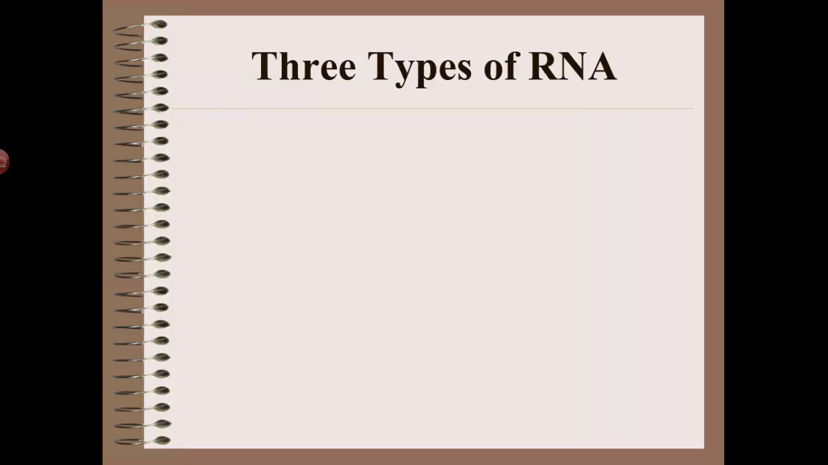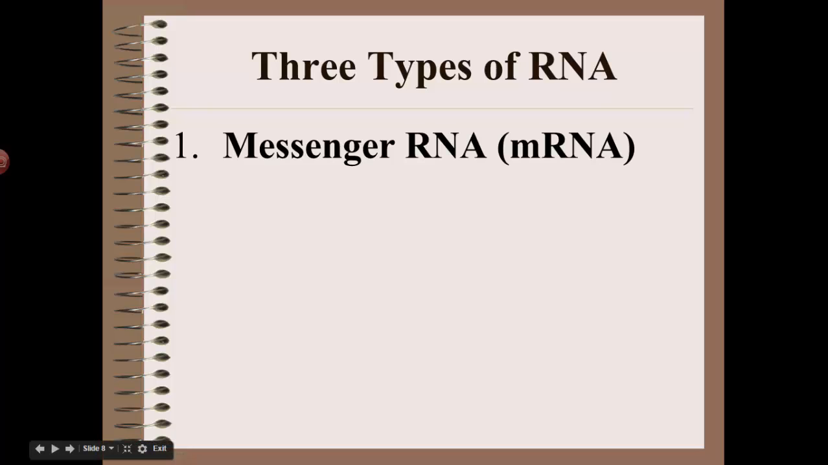There are 3 types of RNA that we need to know about right now in order to understand transcription and translation. First is called messenger RNA, or mRNA. Sometimes this is also called a transcript. When you copy something, you get a transcript.